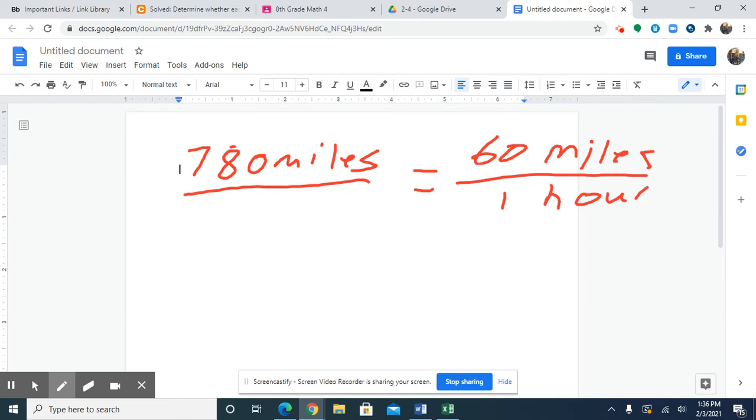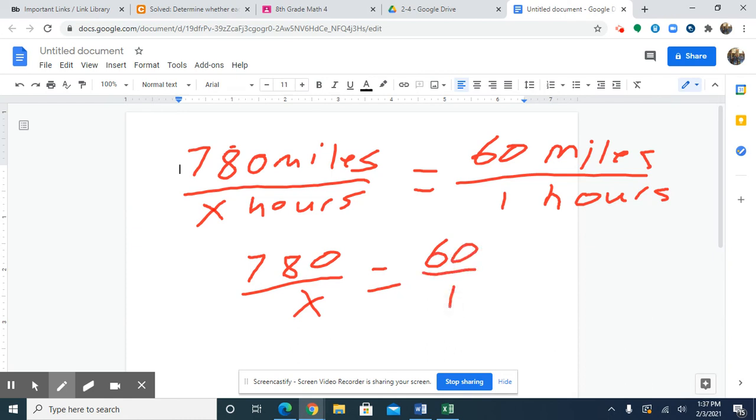Okay. So what we just did here is we set up a proportion. Now we don't know how many hours it takes us, so that would be our variable right there. 780 over x should be equal to 60 over 1. And so we set up our proportion here, and we need to solve this. To solve, we're going to cross multiply. We end up with 60x is equal to 780. So 60 times x is 60x, and 780 times 1 is 780.